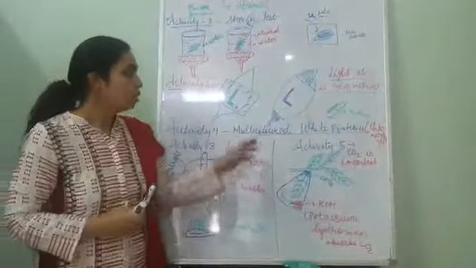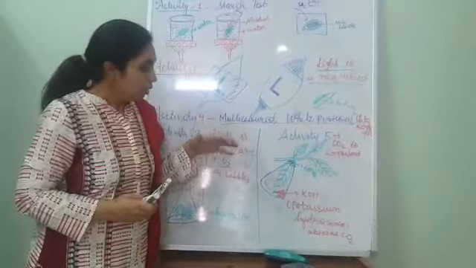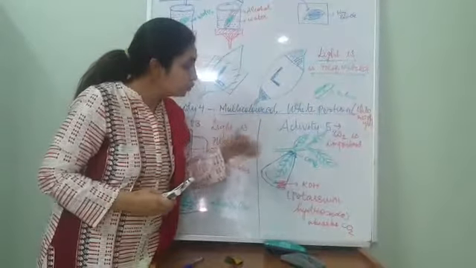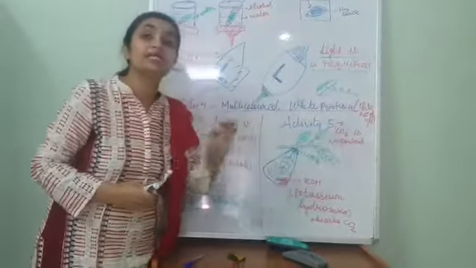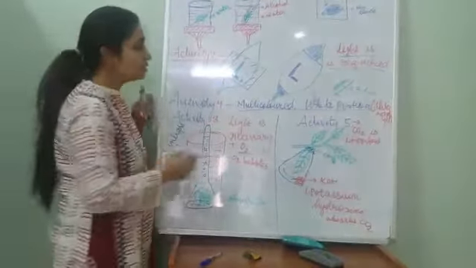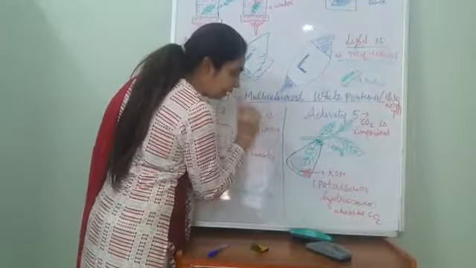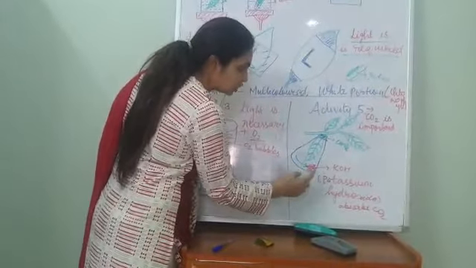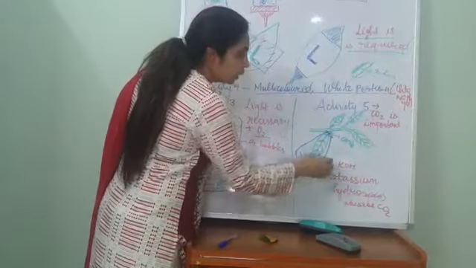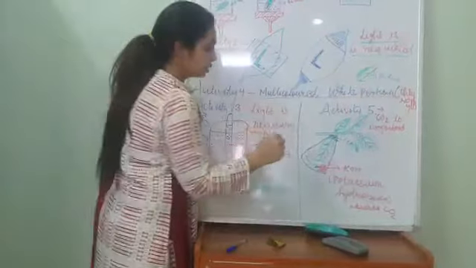photosynthesis. Now the last activity is activity 5, which has the motive that we have to prove that carbon dioxide is required, or very important, for photosynthesis. So we have taken a plant and we will insert one leaf in a conical flask which contains KOH. KOH is potassium hydroxide and it absorbs the carbon dioxide.